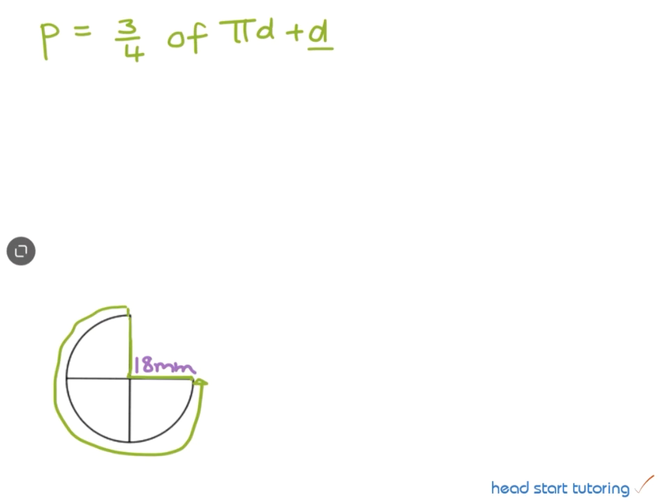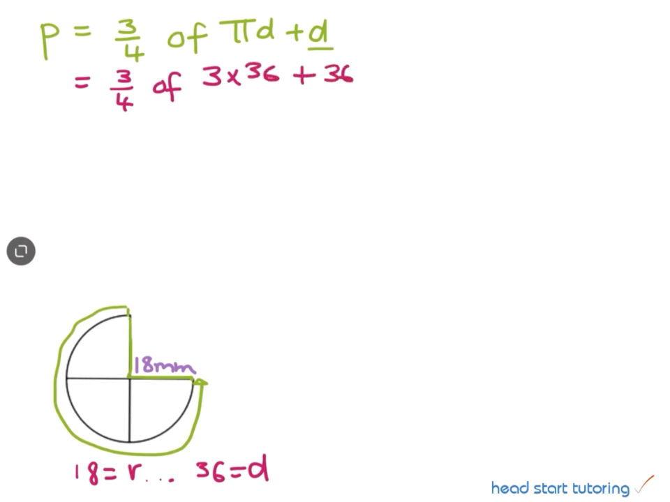Right, so let's figure out what the circumference or the perimeter of this fraction, this 3/4 of a circle, will be when pi is equal to 3. So we use 3/4 of our full circumference, which is equal to pi, which is 3, multiplied by our diameter. So 18 here is our radius. So if our radius is 18, then our diameter will be double 18, which is equal to 36. So 36 is our diameter. So we put in 36 there, and we plus our diameter, which is again 36.